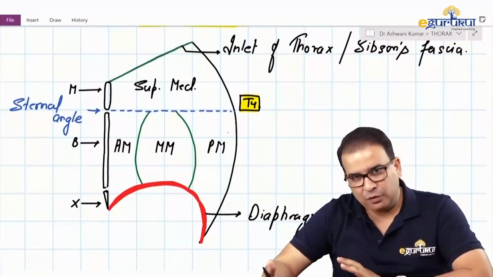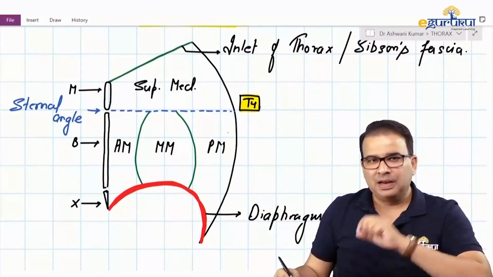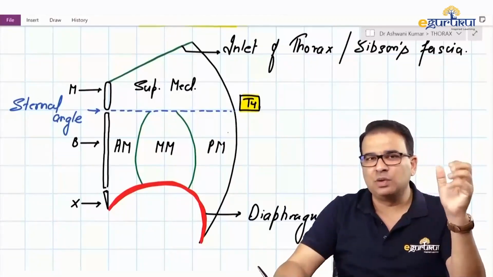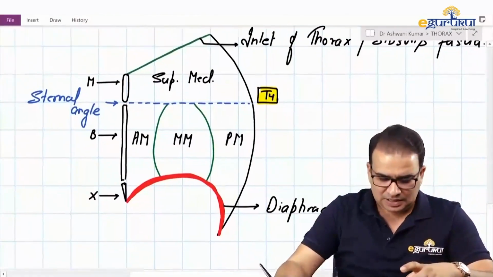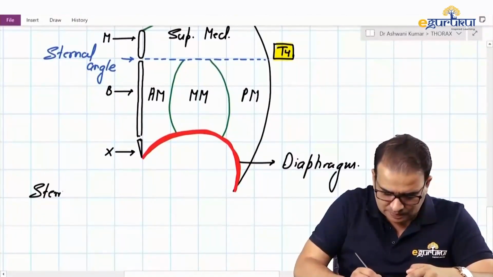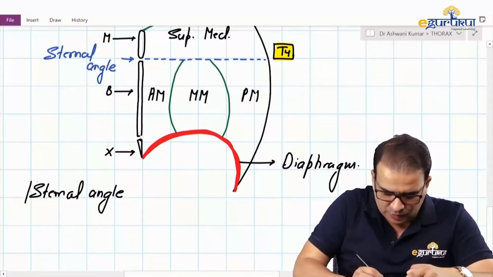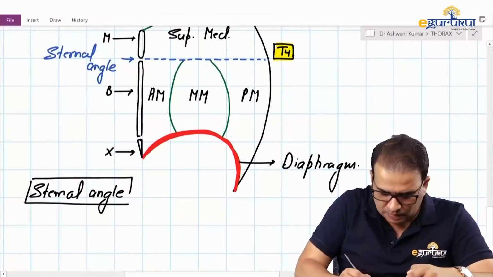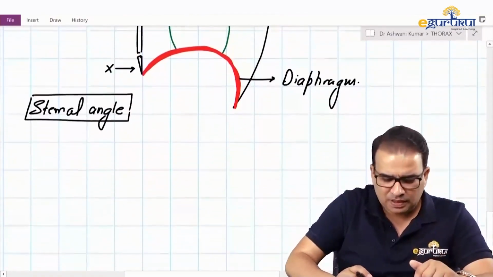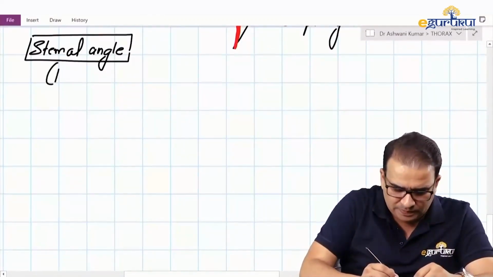Before going into the inlet and outlet, that is the main topic in here, let's first talk about the sternal angle. What is so important about this sternal angle, guys? The sternal angle, which is approximately 5 degrees only. This sternal angle, it is also called as the angle of Louis.